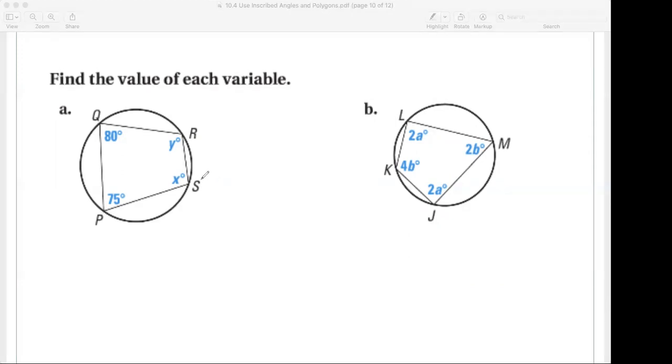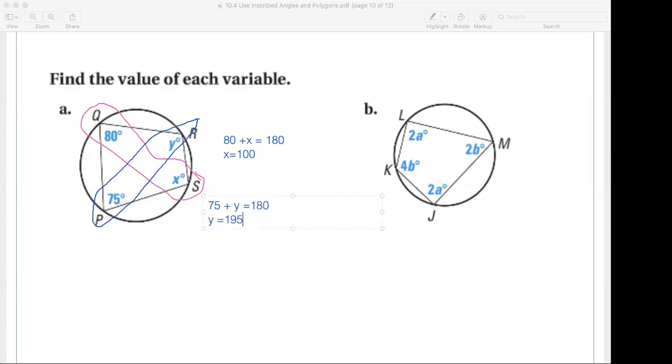What I see is I always like to make a connection between my opposite angles. So that means 80 plus X has to equal 180. 80 plus X equals 180, so then X is 100, okay? And then let's find Y. To find Y, that means 75 plus Y has to equal 180. So that would mean Y is 105.